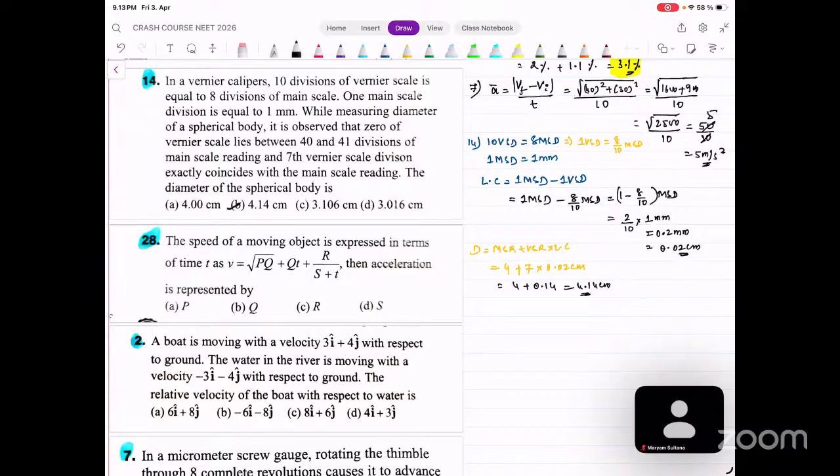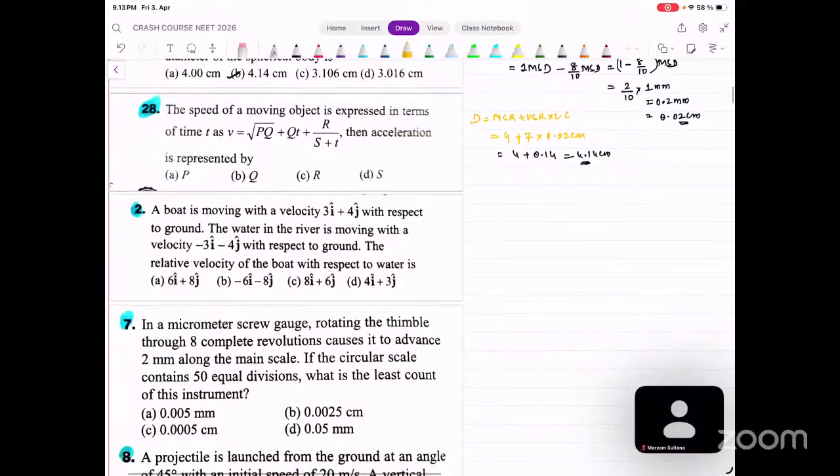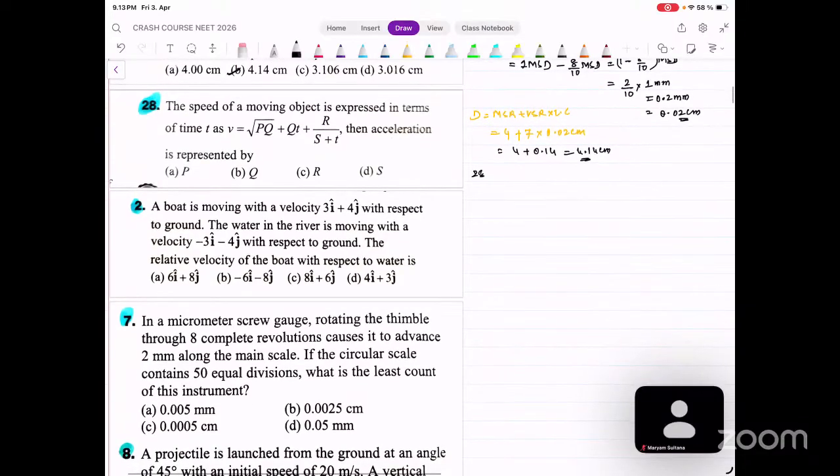Okay, the main scale reading condition is important here. Okay, let's give the answer of question 28 now. The speed of a moving object is expressed in terms of time t as v equals under root of pq plus at plus r divided by s plus u t. Use the principle of homogeneity. LHS must be equal to RHS.